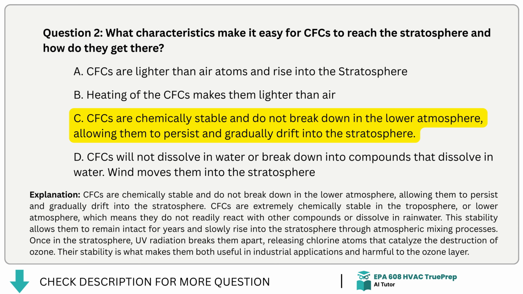CFCs are extremely chemically stable in the troposphere, or lower atmosphere, which means they do not readily react with other compounds or dissolve in rainwater. This stability allows them to remain intact for years and slowly rise into the stratosphere through atmospheric mixing processes. Once in the stratosphere, UV radiation breaks them apart, releasing chlorine atoms that catalyze the destruction of ozone. Their stability is what makes them both useful in industrial applications and harmful to the ozone layer.